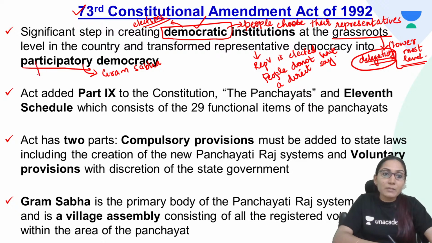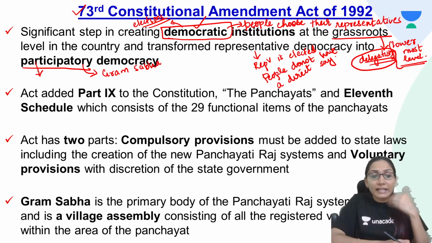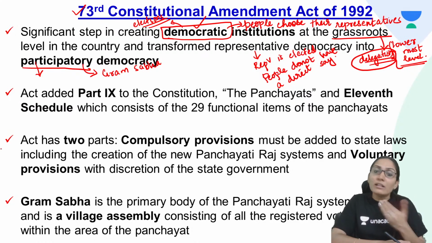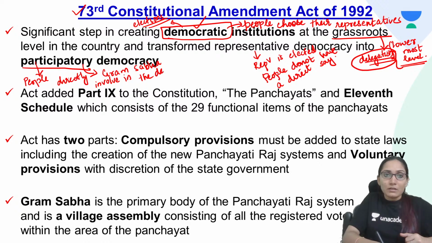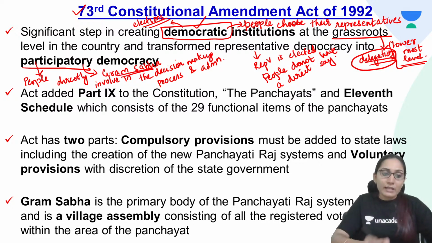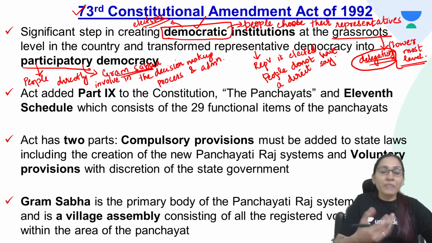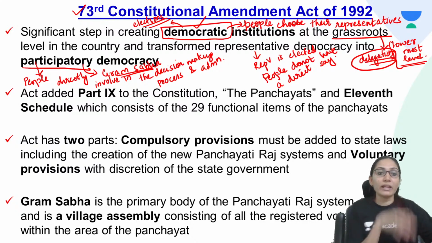Now, what is participatory democracy? Participatory democracy means people are directly participating in the decision making process and administration. Example is Gram Sabha. The members of a Gram Sabha are all the adult members of that particular panchayat. So in a particular panchayat, everyone who is eligible to vote, that is 18 years and above, and whose names appear in the electoral roll, they are the members of the Gram Sabha.